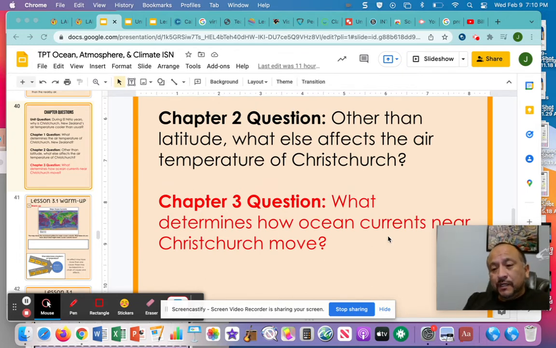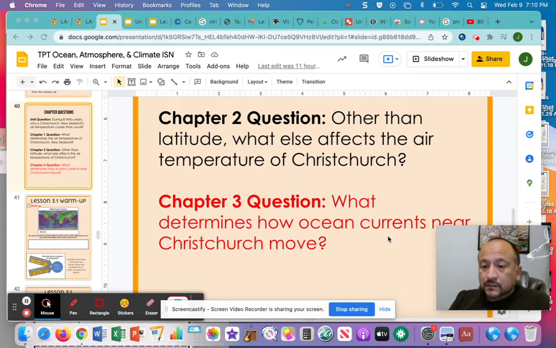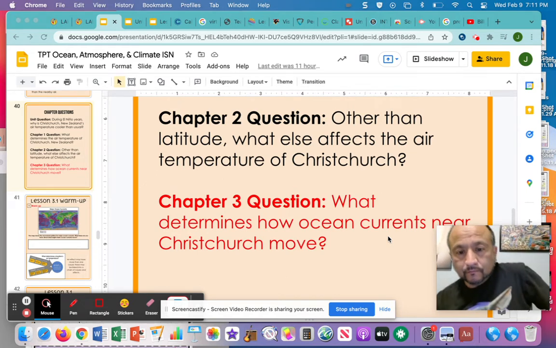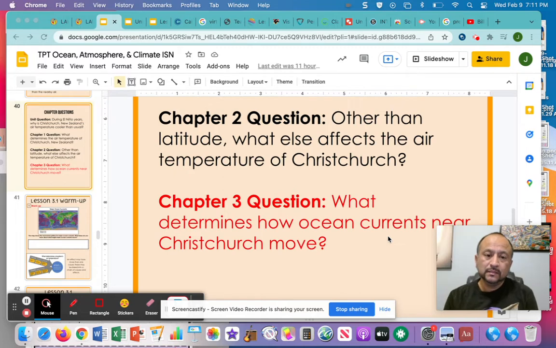What we're going to be doing today is talking more about winds, prevailing winds. But the chapter 3 question is what determines how ocean currents near Christchurch move. So we've been talking about Christchurch, a city close by New Zealand. It's actually in New Zealand. It's close by Australia. And we're tackling this chapter 3 question, which is what determines how ocean currents near Christchurch move.